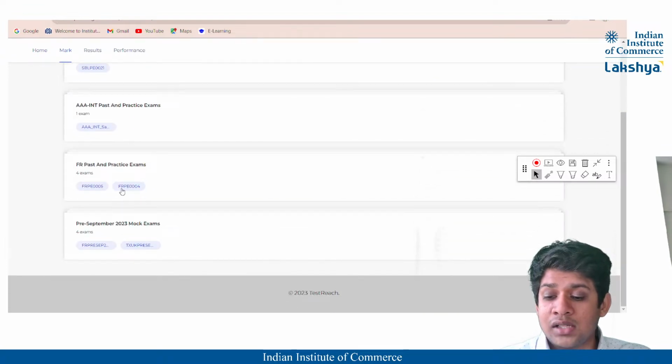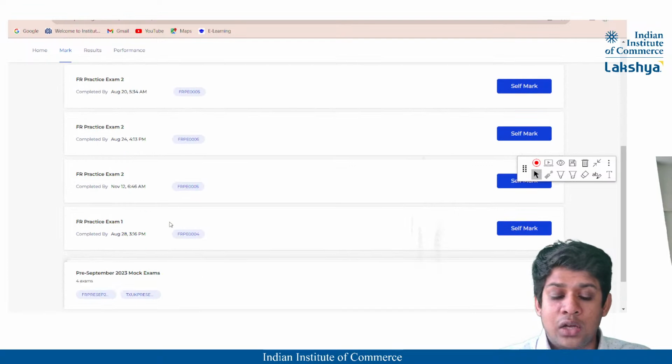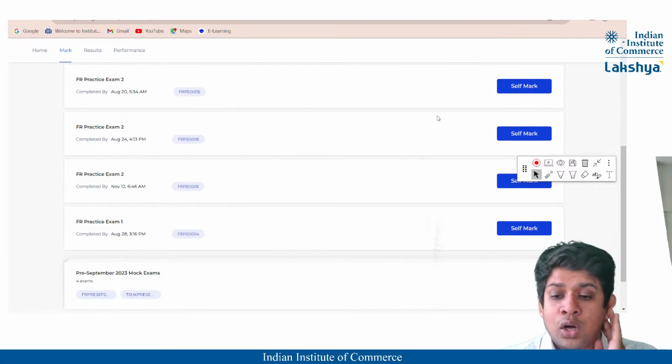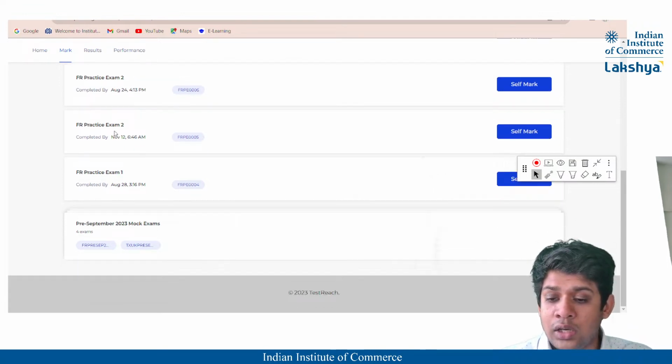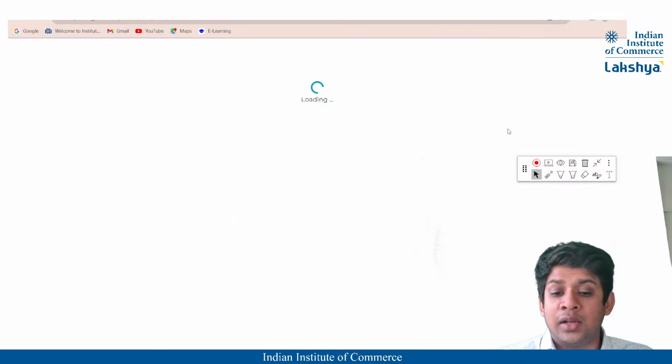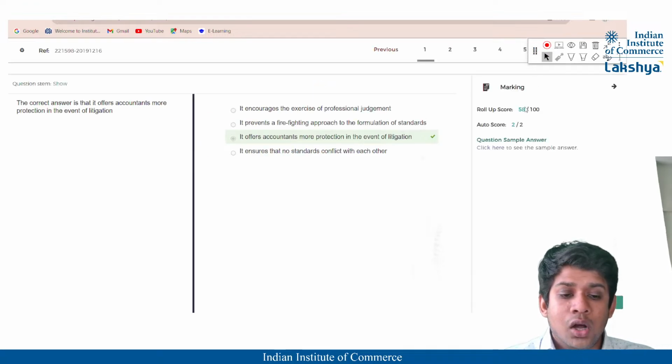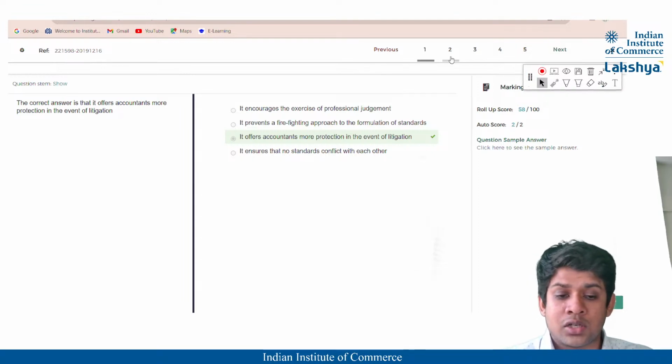Once you go on mark, guys, you can check your answers and you can also check the answers that they have provided, where you've gone wrong and why you've gone wrong. So we have done the paper just now, FR practice exam 2 on November 12th. This is the one. We'll do the self marking. So we have scored 58 marks out of 100. That means there is just one question where we got it wrong. Let us check what is that question.